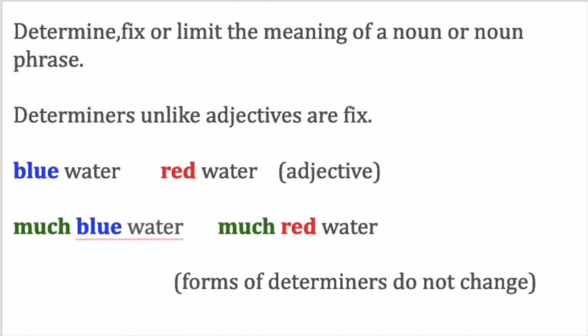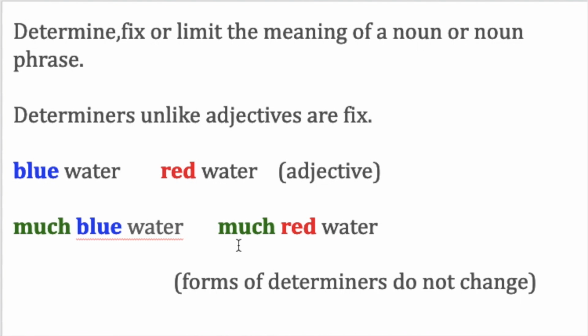Very quickly, what happens when we say blue water? Okay, blue is qualifying or modifying the water. Blue water. Similarly, red water. So depending on the quality of water, you use adjectives. Blue water, red water. But since water is an uncountable noun, the determiners will not change, even though adjectives change. For example, much blue water. Now, the blue water has become red water. It doesn't mean that much will become many or something. It will remain much. So the forms of determiners do not change. Much blue water, much red water.